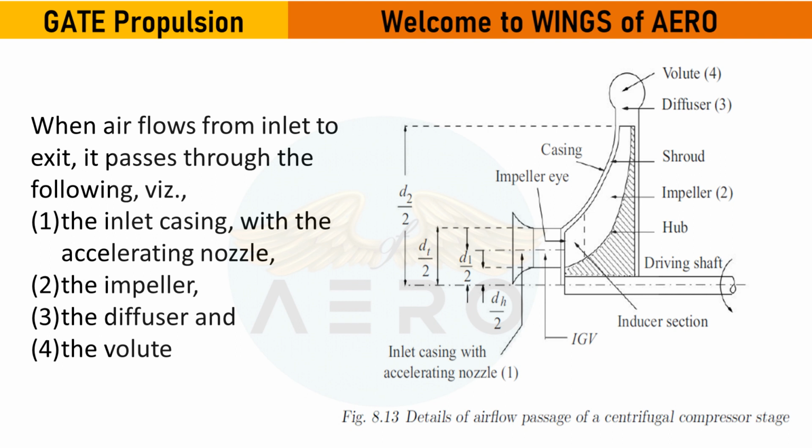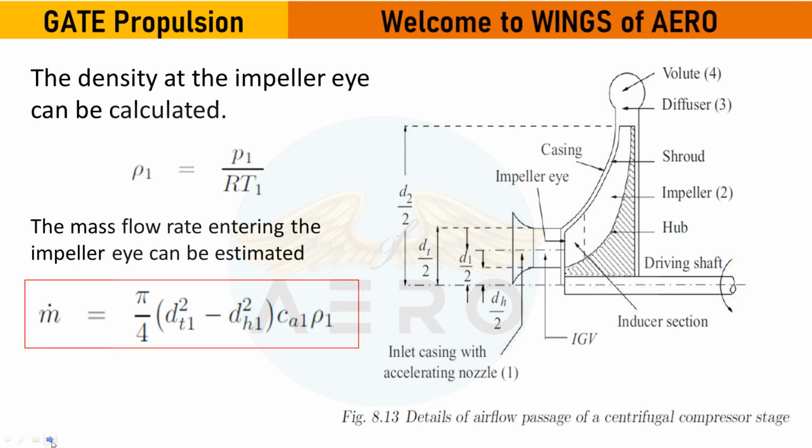Before getting started, let's recap the basic things. What are the basic components of a centrifugal compressor? We have seen four important components. One is the inlet casing, where the fluid is entering. This is a side view of your centrifugal compressor. Then we have the impeller, the diffuser, and the volute. These are the four important components.